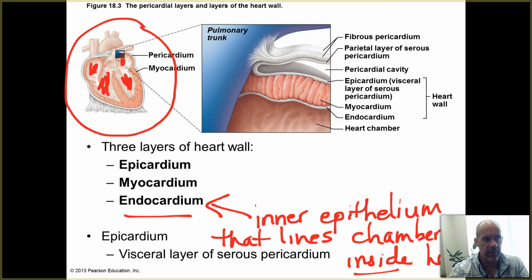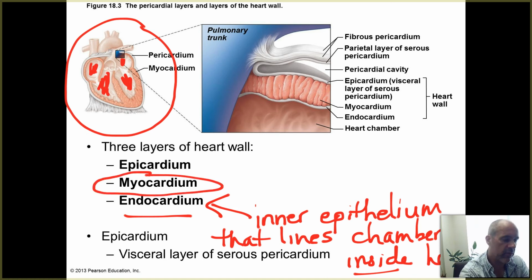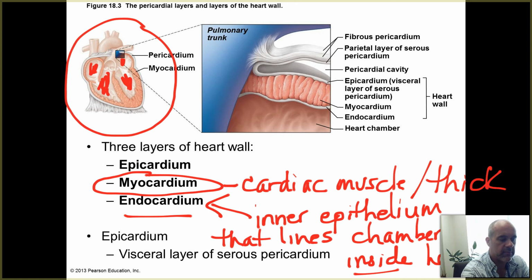Very thin epithelial lining. Outward from there, you have the myocardium. Remember, myo refers to muscle. So this is mainly composed of cardiac muscle tissue, and it's thick. So most of the wall of the heart consists of the myocardium. That's where you have your cardiac muscle fibers that are going to contract and allow the heart to beat.